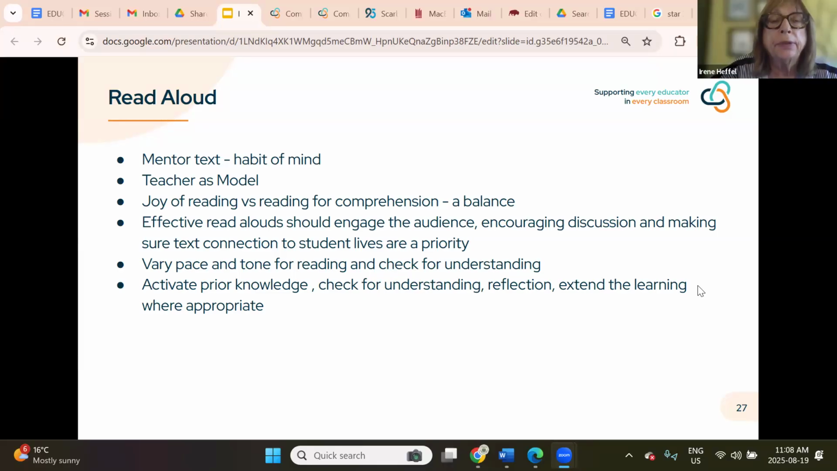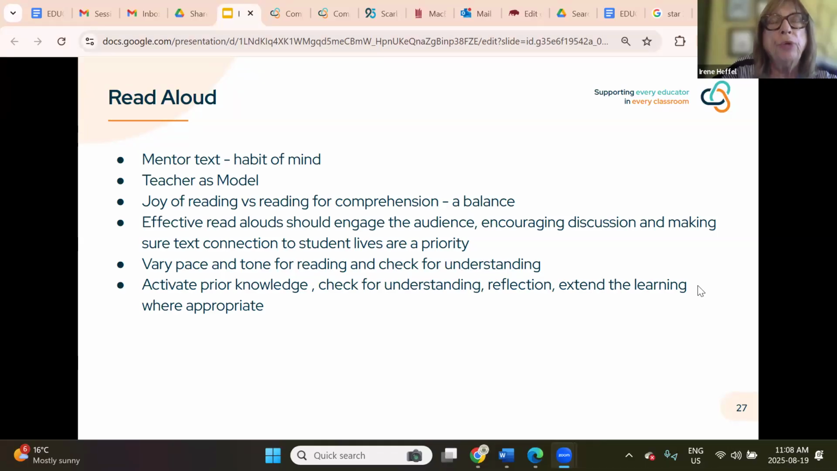Read aloud, another key component of comprehensive literacy instruction, is as critical as anything else that we've talked about. It's really, really important to use mentor texts appropriately and start to create a habit of mind around the mentor text in your work. A lot of this is about teacher as model.